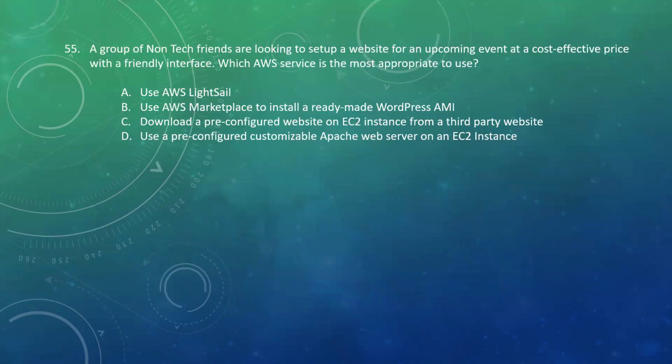Moving on to question 55. A group of non-tech friends are looking to set up a website for an upcoming event at a cost-effective price with a friendly interface. Which AWS service is the most appropriate to use? Your options are option A, use AWS Lightsail. Option B, use AWS Marketplace to install a ready-made WordPress AMI. Option C, download a pre-configured website on EC2 instance from a third-party website. Option D, use a pre-configured customizable Apache web server on an EC2 instance.